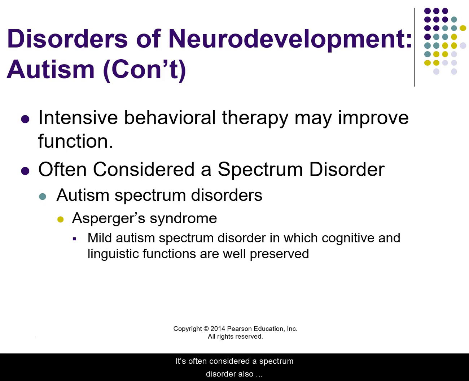It's often considered a spectrum disorder also, because you have a continuum. Okay, there's so many different attributes to autism that it's hard to define just autism itself. It seems to be an autism or autistic spectrum disorder. For instance, Asperger's syndrome is a very mild autism spectrum disorder in which cognitive and linguistic functions are well preserved. So these individuals still might be able to do well in school, okay, and to some extent social activities, or I should say do well in school with linguistics and math and so on. But it's that social component that is probably still going to be an issue for them.